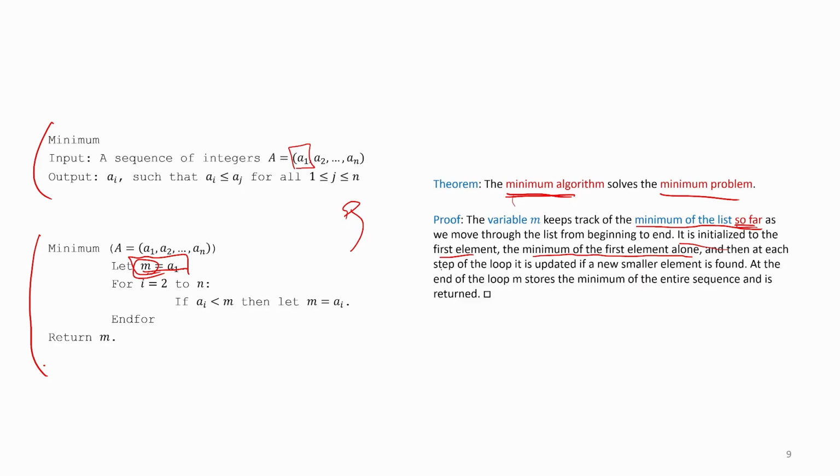And then at each step of the loop, okay, now we're in the loop. At each step, what do we do? We check, is there something else that's less than our current minimum? If it is, we update it. So it is updated if a new smaller element is found.